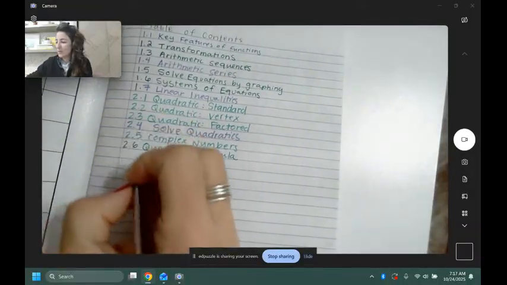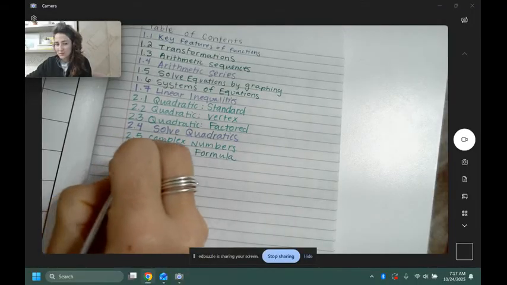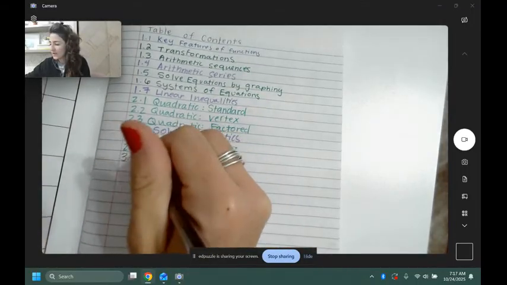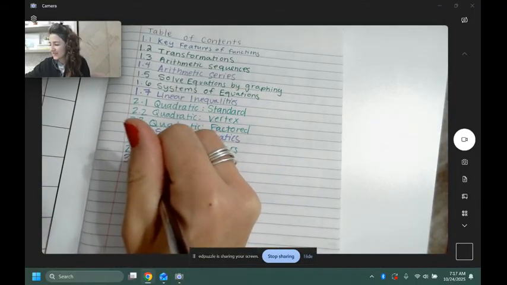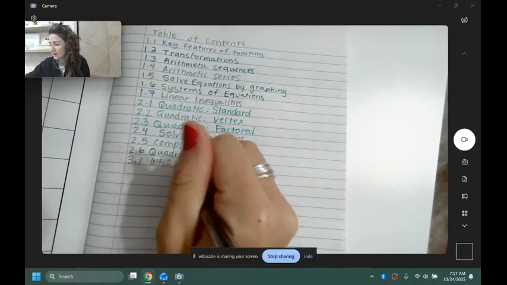This one is all about polynomials. So I'm going to start with 3.1, kind of an intro to polynomials.